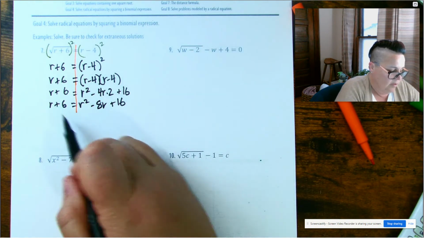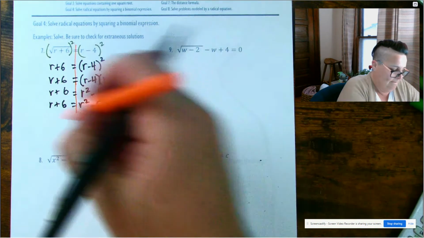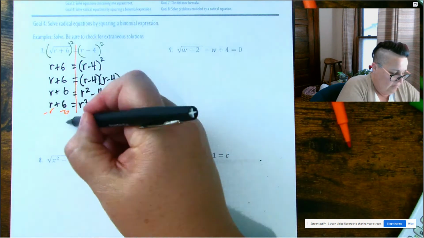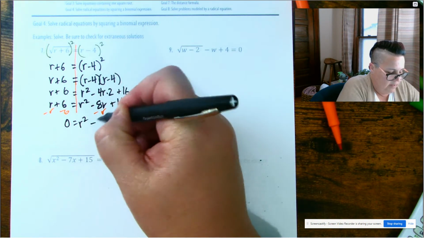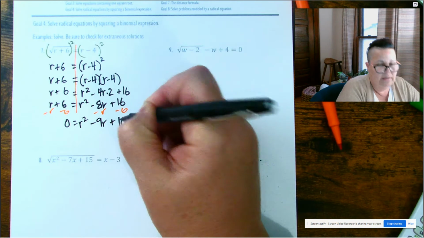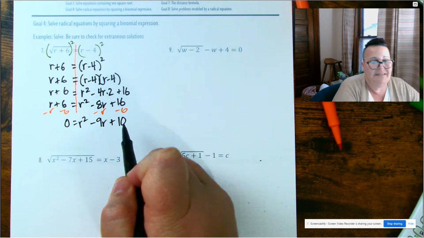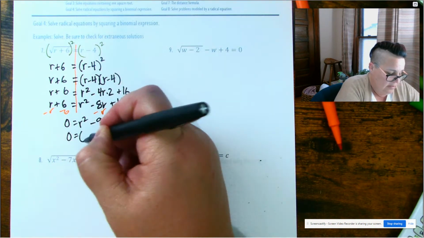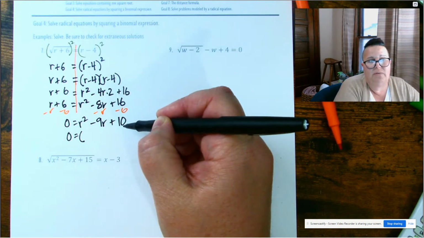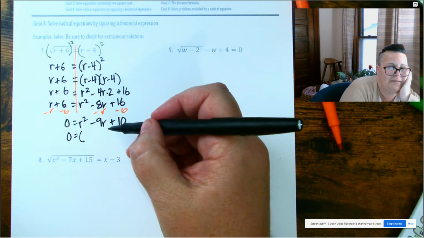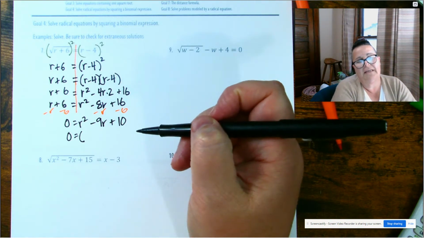I'm going to move the r over and the 6 over. So I'm going to have 0 is r squared minus 9r plus 10. This r squared minus 9r plus 10 will factor. What two numbers multiply to give you a positive 10, but add to give you a negative 9? Or won't it factor? 10 is 5 and 2, or 10 and 1.